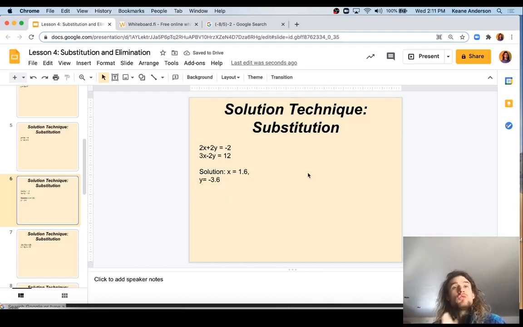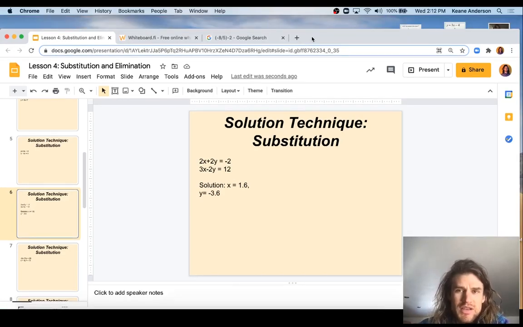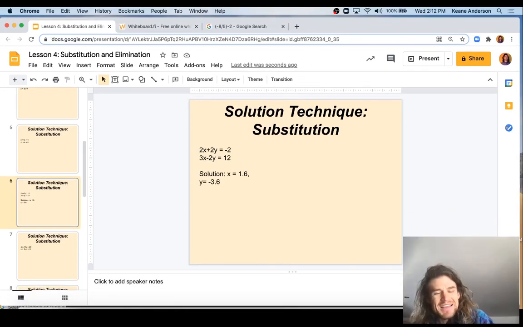And there we go. Two different substitution problem examples for you right there. Good luck. Have fun. Work hard. You can all do this. I believe in you. And I'll see you soon.